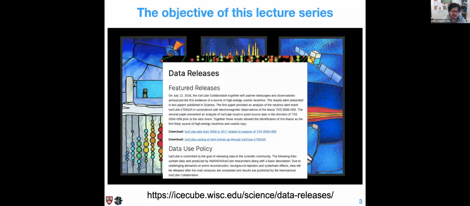My underlying objective for this talk is twofold. One is to empower you to, at least at first glance, go and use the actual data that's currently available in these fields. For example, in IceCube, if you go to this URL down here, on the IceCube website you can find data releases that contain a lot of information and data that can be used for your own analysis. So I want to give you the tools to understand how to use this data so you can try to answer your own questions.